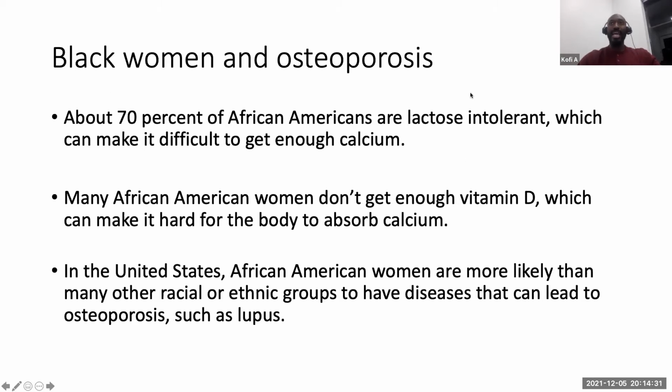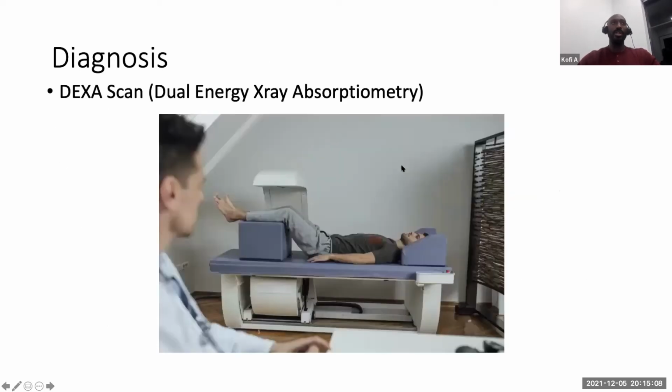70% of African Americans are lactose intolerant, meaning 7 out of every 10 of us don't handle milk and cheese well. Because of that, we tend to be calcium deficient, meaning we're not getting enough calcium into our bodies. And because we're not getting enough calcium, our bones reflect that by not being as strong as they could be. Many African American women don't get enough vitamin D. In the United States, we also have other diseases that may lead to osteoporosis, such as lupus. It's more common in Black people. So all that to say, Black women can be at risk for osteoporosis and definitely at risk for not having it diagnosed or screened for, which means we need to take the topic to our doctors.